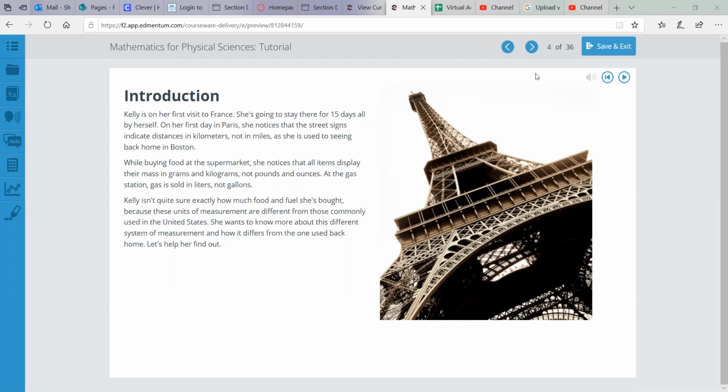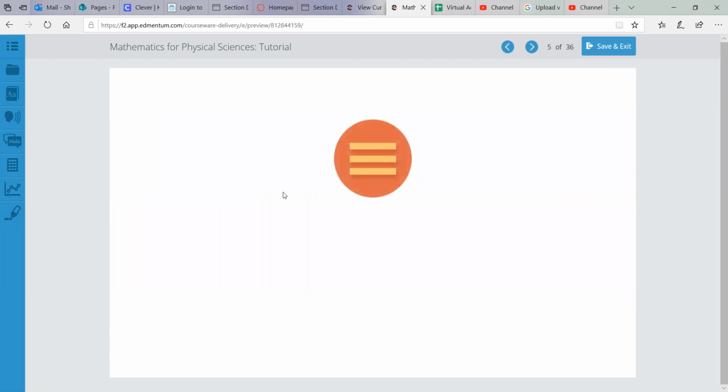So first we have Kelly. She's traveling in France. She notices everything's not like she's used to in the United States. Miles are not being used. Pounds and ounces are not being used. Gallons. Everything's listed in this other system. And this system is known as the International System of Units. We'll get into this in the next slides.